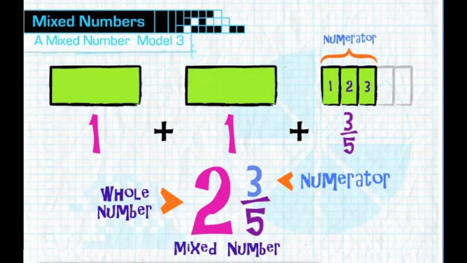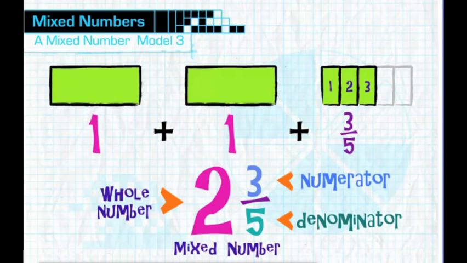The numerator tells us how many of the divided parts we have left over, but fall short of making another whole. The denominator, 5, represents the 5 total number of blocks of the third fraction bar. The denominator tells us into how many parts the whole has been divided.